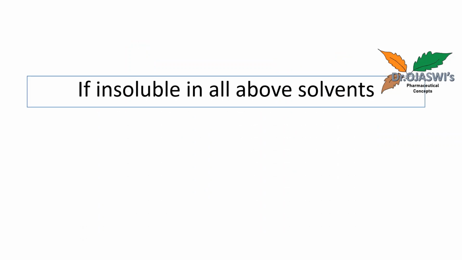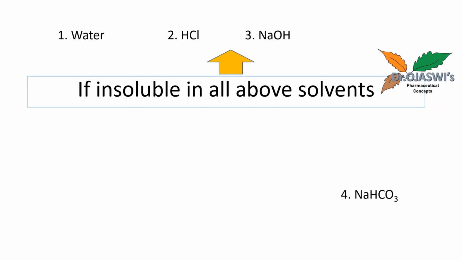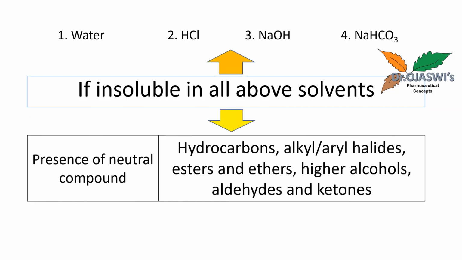If the given sample is insoluble in all of the above solvents, then it could be a neutral compound, and thus the compound could be from the categories of hydrocarbons, alkyl aryl halides, esters, ethers, higher alcohols, aldehydes and ketones.